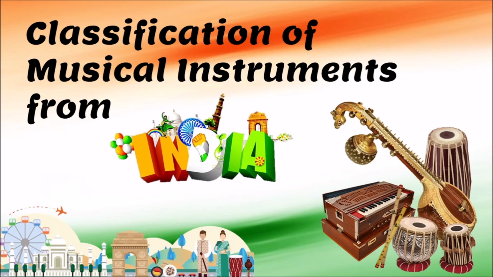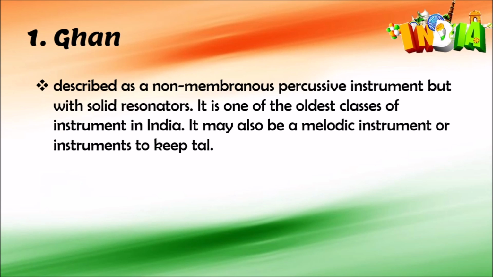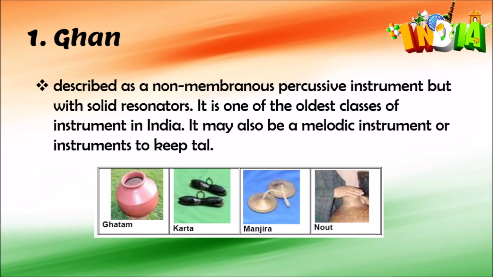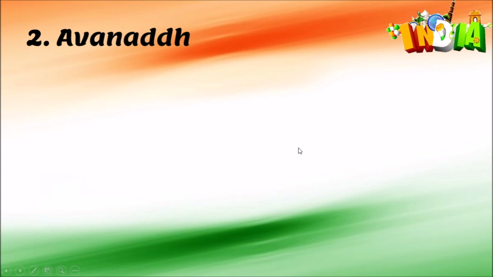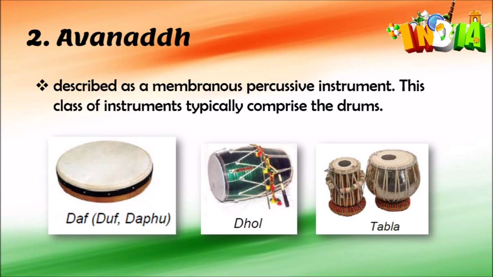Classification of musical instruments from India. First, Ghan. It is described as a non-membranous percussive instrument but with solid resonators. It is one of the oldest classes of instrument in India. It may also be a melodic instrument or instruments to keep tal. Ghatam, karta, manjira, and note. Next, Avanad. It is described as a membranous percussive instrument. This class of instruments typically comprises the drums, daf, dol, and tabla.